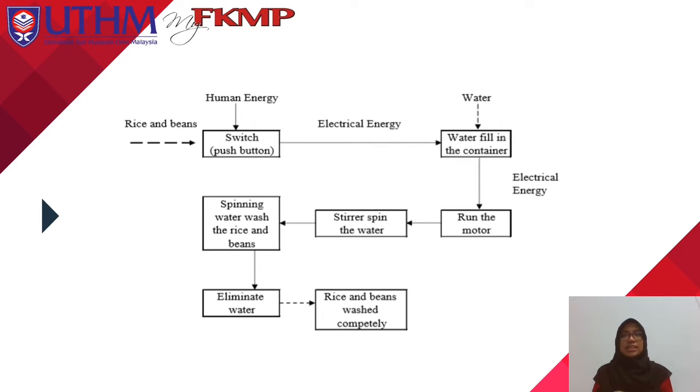After that, select the timer and stirrer speed, and the motor will start to run and the stirrer will stir the water. The spinning water will help to wash the rice and beans. The milky water will then be eliminated from the container by the funnel placed on the container. The output of our product is clean rice and beans.